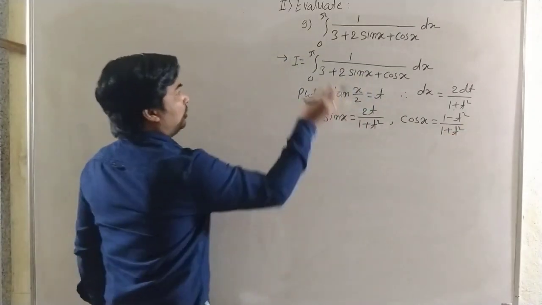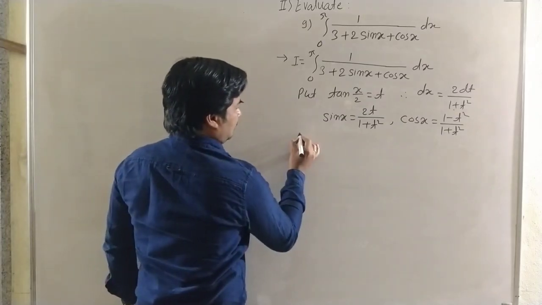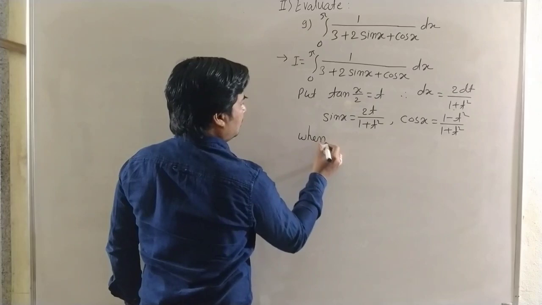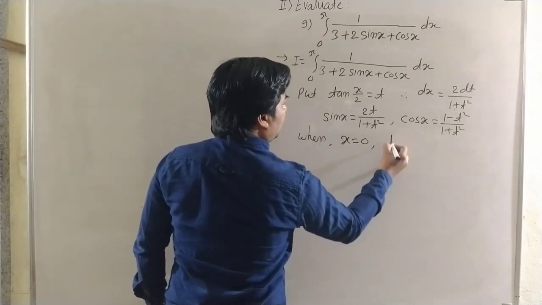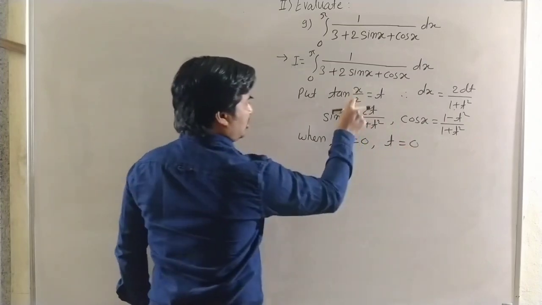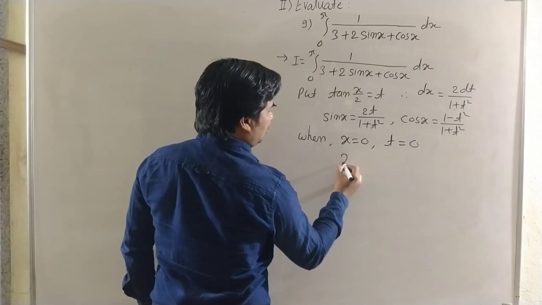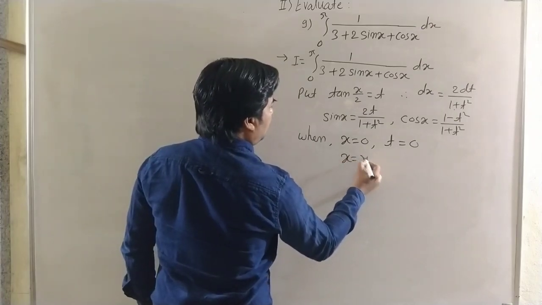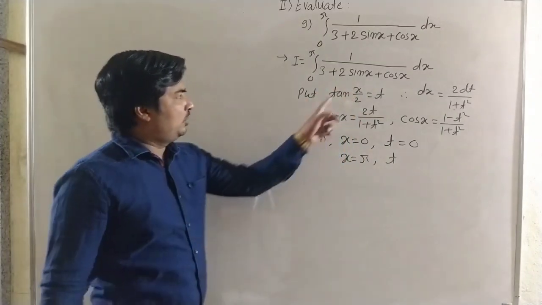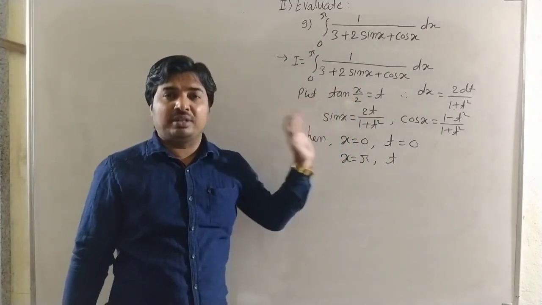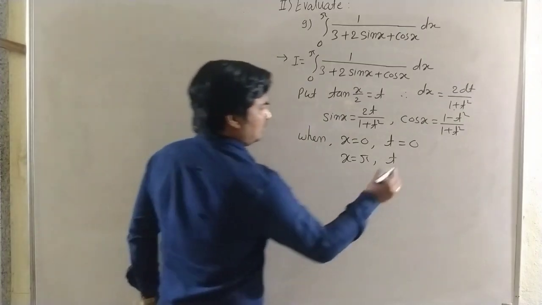Okay, now put all the values in this integral, but first change the limits. When x is equal to 0, t is equal to tan 0 by 2, that is 0. And when x is equal to pi, t is equal to tan pi by 2, which is infinity. Now first we solve the example.